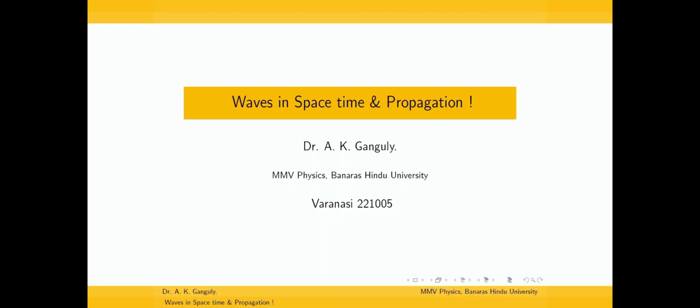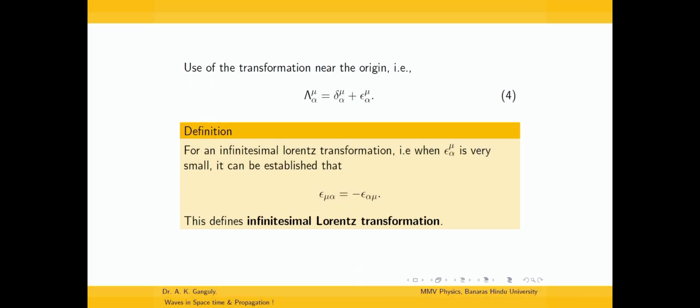So, this is the fourth lecture of module 1 of the series that we started on waves in space time and its propagation. Just to recollect what we have done so far was finding out something that we had called the infinitesimal Lorentz transformation.